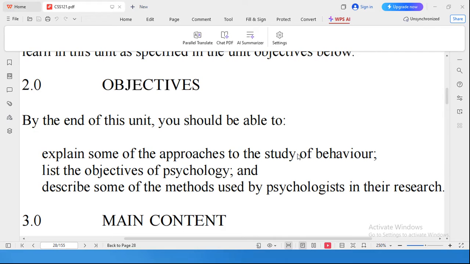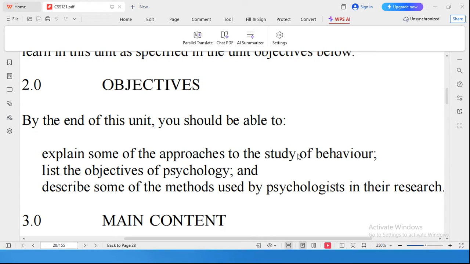My name is Adefemi, and I'm your lecturer for today. We are still on the introduction to psychology, and we are on Module 1, Unit 2. At the end of this unit, you should be able to explain some of the approaches to the study of behavior, list the objectives of psychology, and finally describe some of the methods used by psychologists in their research.